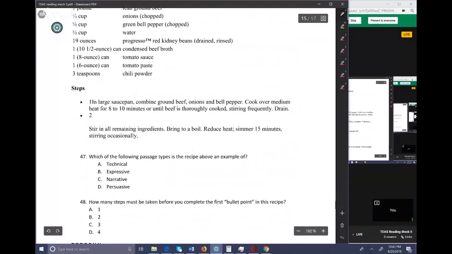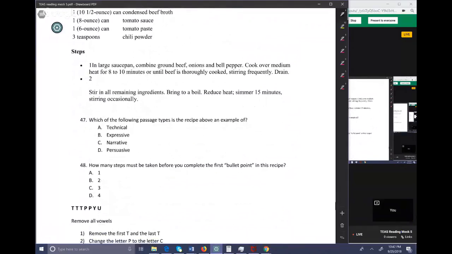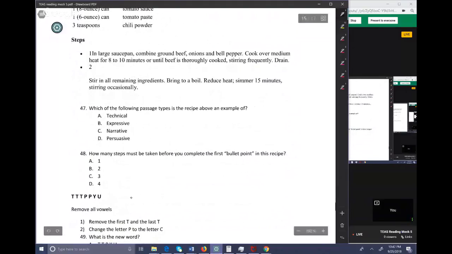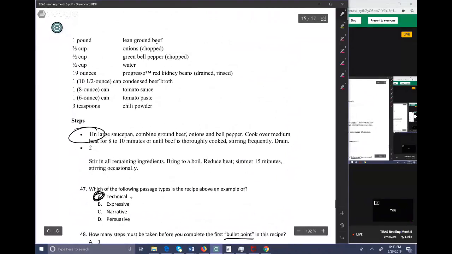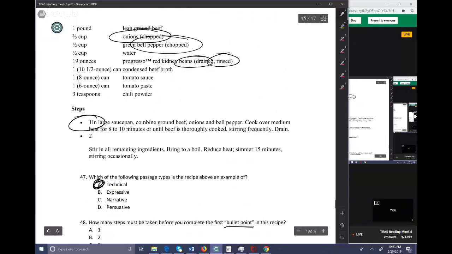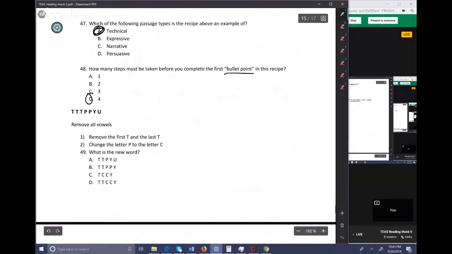And then you have another recipe. I wrote this one differently just to give you some different practice. So what is the passage type? It is technical. How many steps must be taken before you complete the first bullet point? There's actually 4. So you chop that, you drain and rinse that, and that would be D, which is 4.